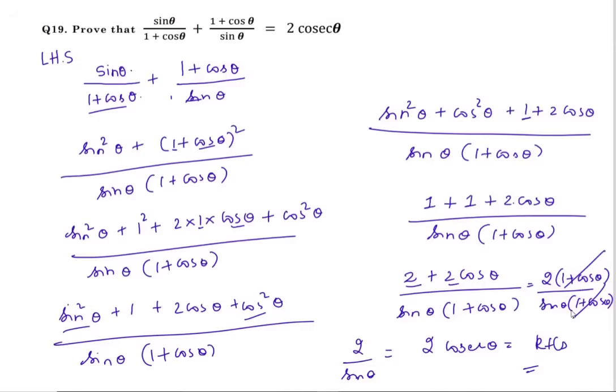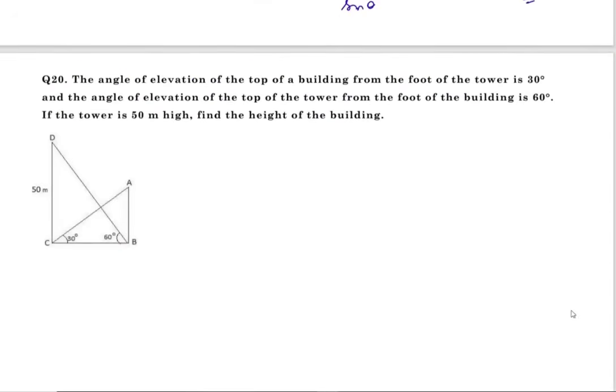Students, learn the identities from the chapter trigonometry. Learn the trigonometric ratios, reciprocal relation, then identities, complementary angle, and standard values of trigonometric ratios for standard angles. If you learn that, the unit trigonometry will become very simple.